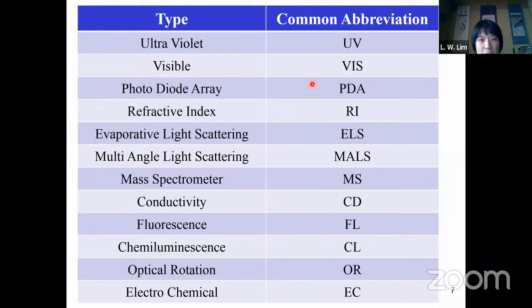PDA is what we call the photodiode array. If you Google photodiode, you can find out more; it is also a type of light detector. So we call it PDA. Refractive index, we call RI. Evaporative light scattering, we just call ELS. And then multi-angle light scattering, and mass spec. Sometimes when we combine it with HPLC, we just say LCMS. LCMS is very important right now, especially with omics separation.